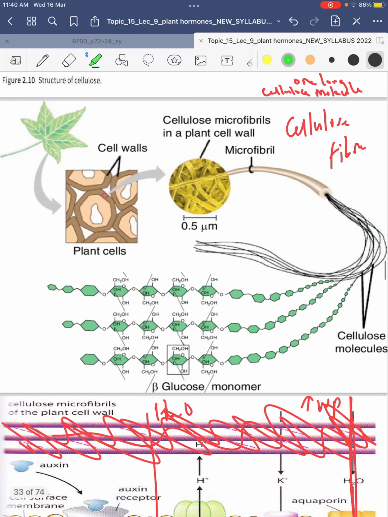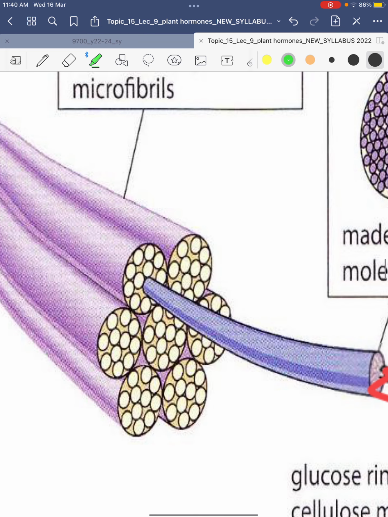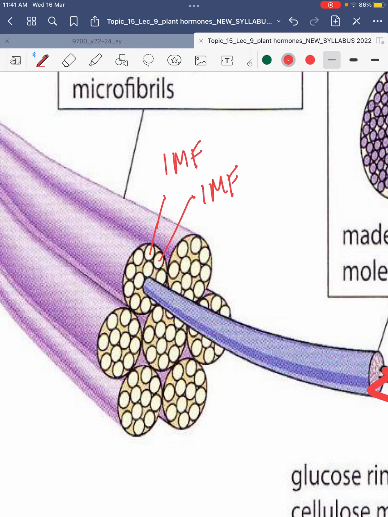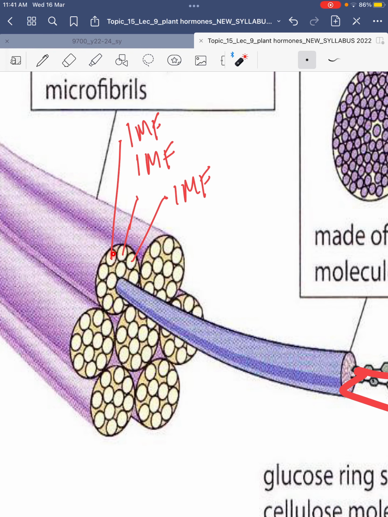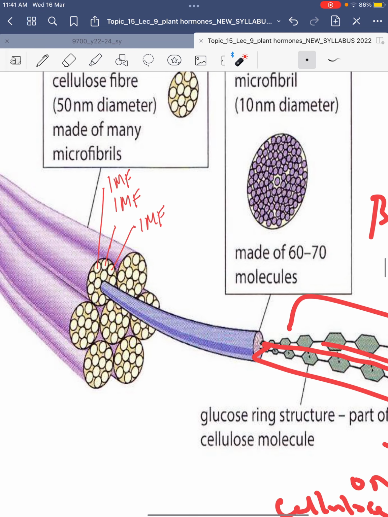So loosen the cellulose microfibril means this one here. Okay, this is a microfibril. This is one microfibril. This is another microfibril. This is another microfibril. So you can see that they are very tight. Yeah, they are very tight here in this one cellulose fiber. Okay, so there we go.